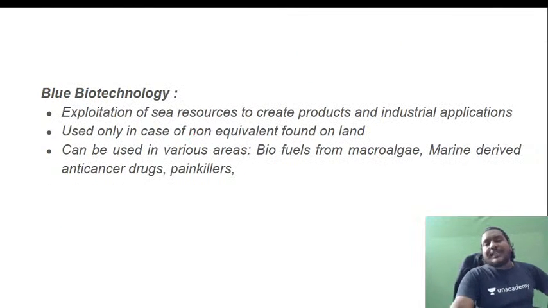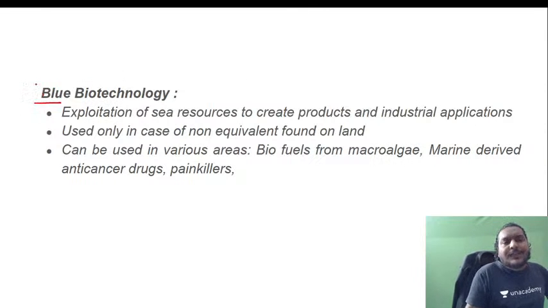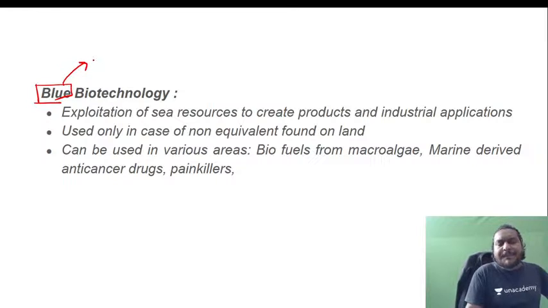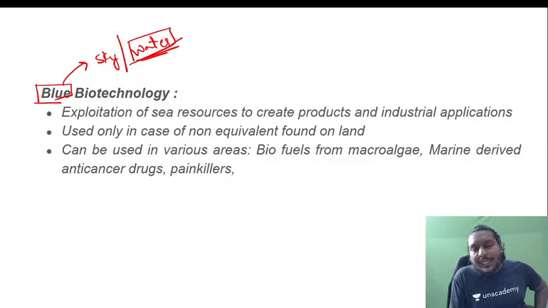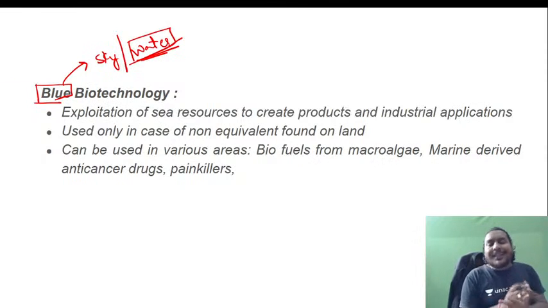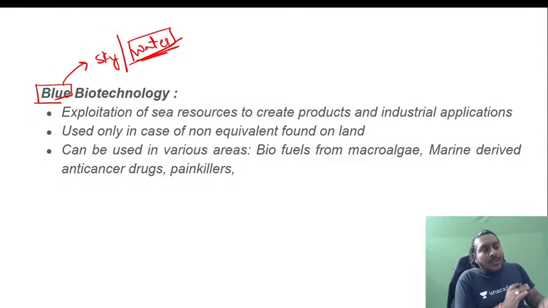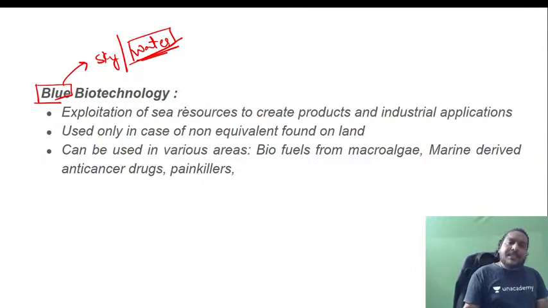Then we'll move on to the next part, blue biotechnology. I'm sure when you hear the word blue, for many people that would indicate the sky or water. So we are going with the second part now, which relates to water. Blue biotechnology is a branch of biotechnology where you create certain products with the support of biotechnology, but you have to get them from the water. The source of what you are going to create would be a sea resource.